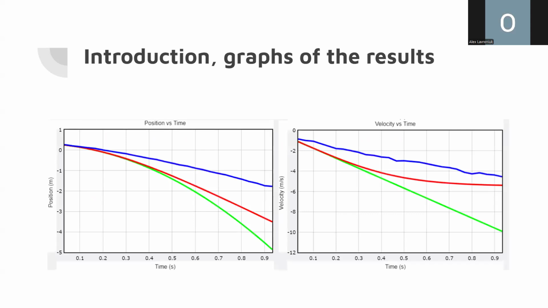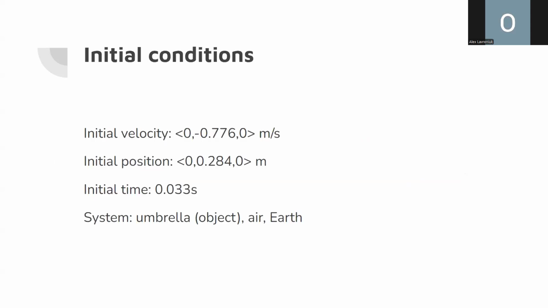So then let's go further and introduce you to the graphs of the results. I will go over what they mean a little bit later when we get back to them. So let's state the initial conditions. Initial velocity, initial position, and initial time are stated.